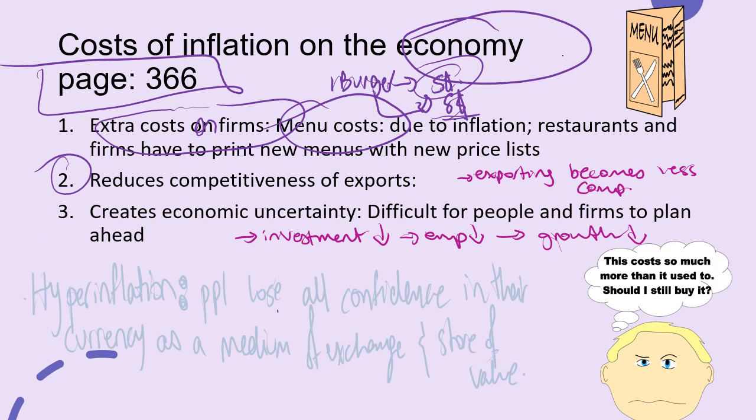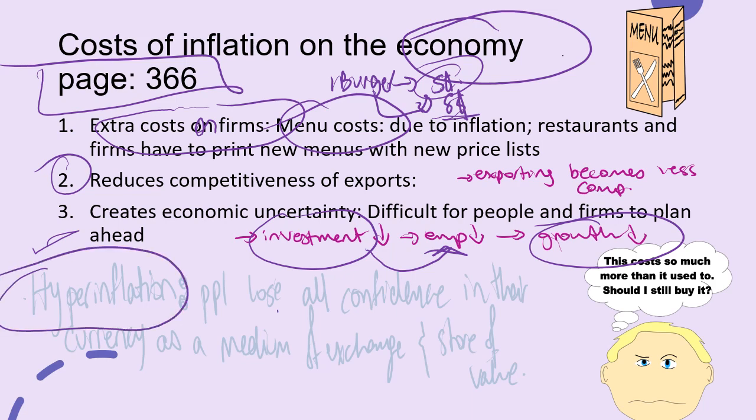The third one is that it creates economic uncertainty. So it is difficult for me as a consumer and for the firm as the producer to plan ahead. And this is why we said investment will decrease, employment will decrease, or unemployment will increase, thus growth will decrease. Now there is one term, it's called hyperinflation.